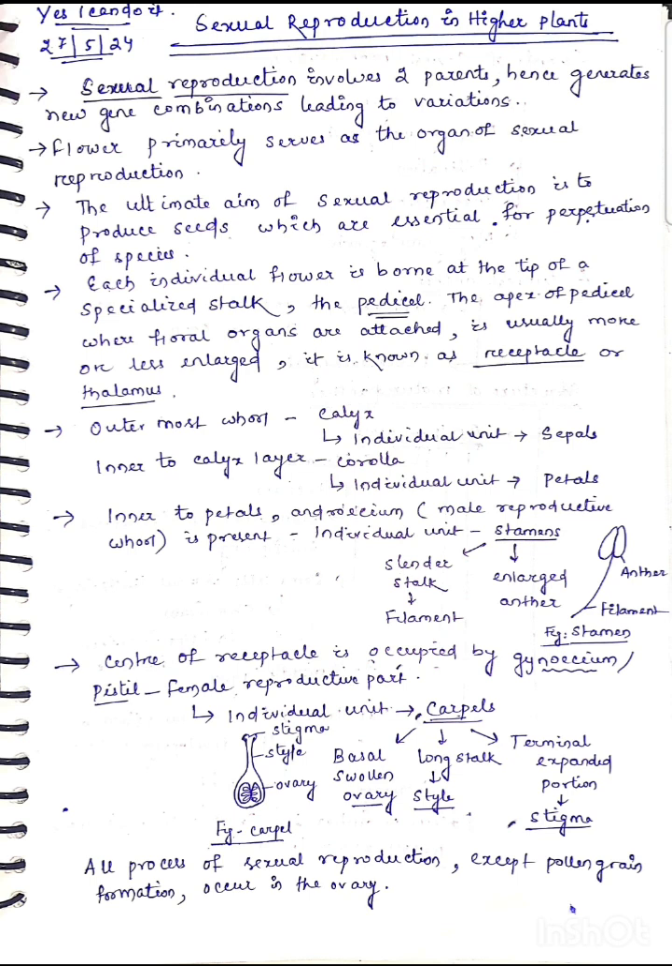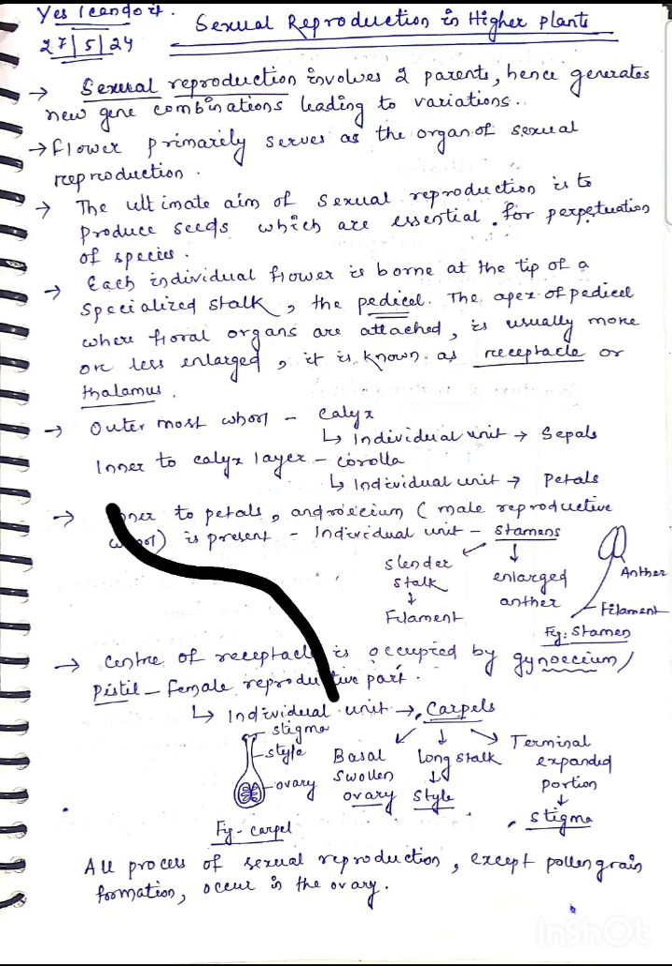Flower primarily serves as the organ of sexual reproduction. The ultimate aim of sexual reproduction is to produce seeds for the next generation. Each individual flower is borne at the tip of a specialized stalk called pedicel. The apex of the pedicel, where floral organs are attached, is usually more or less enlarged, called thalamus or receptacle.